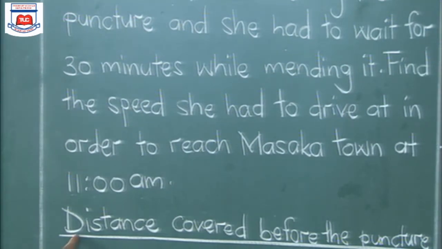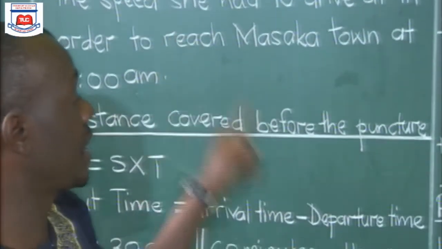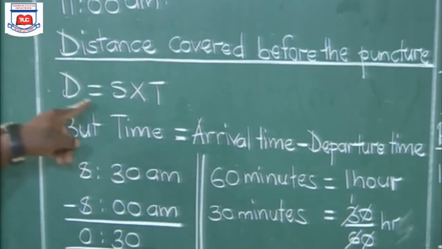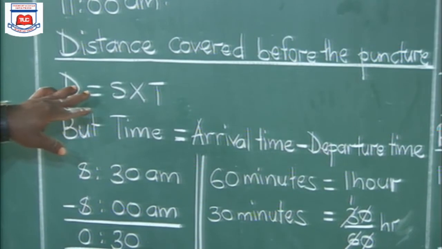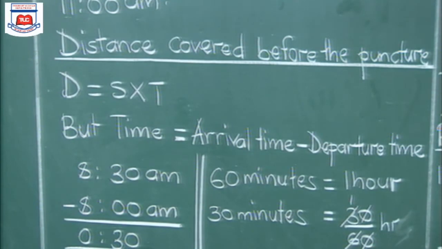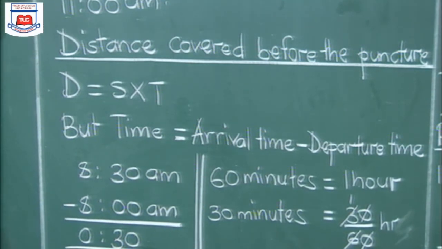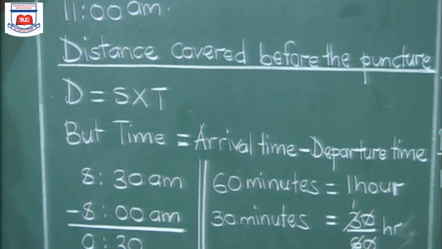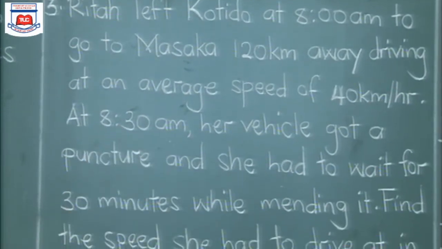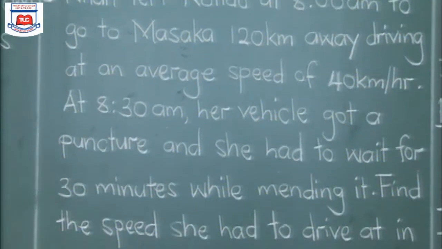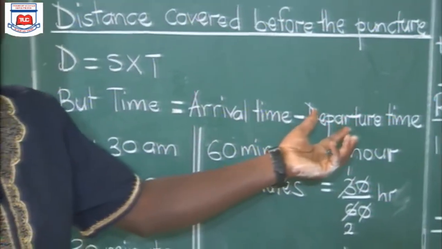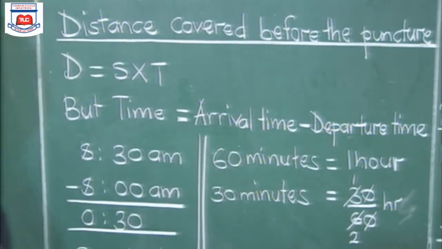You start by saying, distance covered by Rita before the puncture. We know that distance is equal to speed times time. We have the speed at which she was driving before the puncture, which is 40 kilometers per hour. But I don't have the time, but we were fortunate enough to know when she started and when the puncture occurred. So she started the journey at 8 a.m. and the puncture occurred at 8:30 a.m. Therefore, time taken is equal to arrival time, that is at the place where the puncture occurred, minus when she started the journey, that's departure time from Kotido.